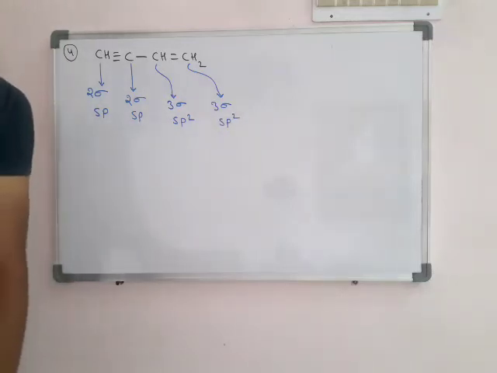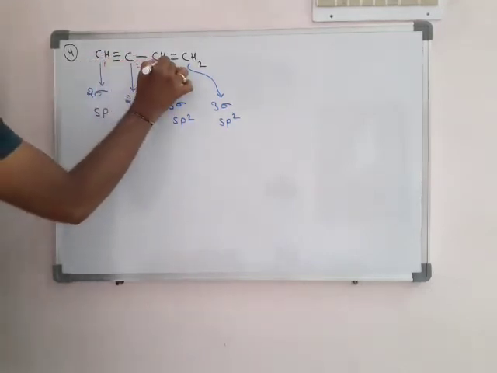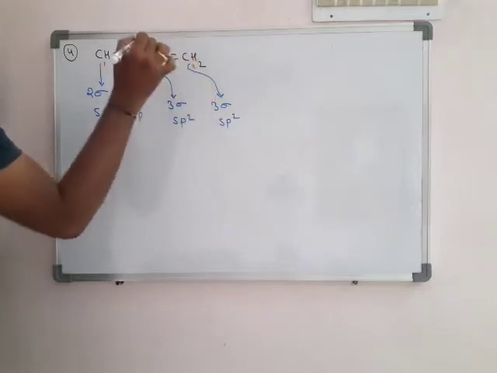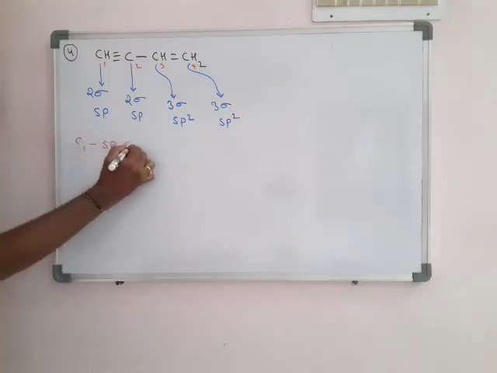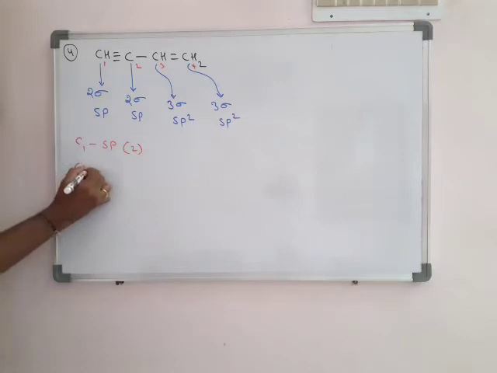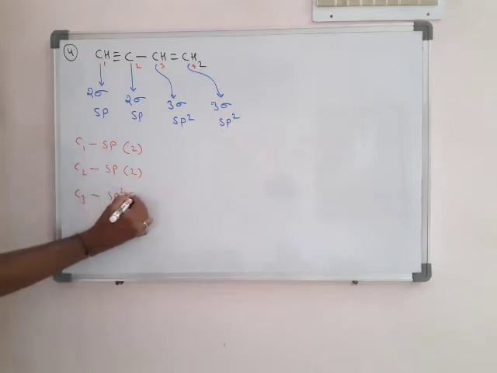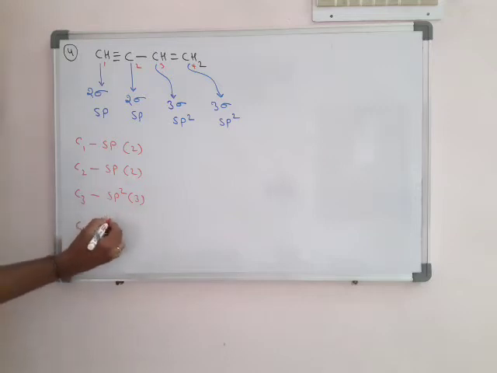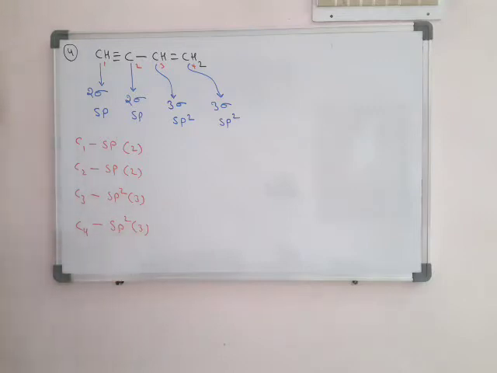Next, write the points. This is the 1st carbon, 2nd carbon, 3rd carbon, 4th carbon. What is the 1st carbon hybridization? sp. How many hybrid orbitals form? 2. 2nd carbon also sp, 2 formed. 3rd carbon sp2, 3 hybrid orbitals formed. 4th carbon also sp2, so 3 will form.